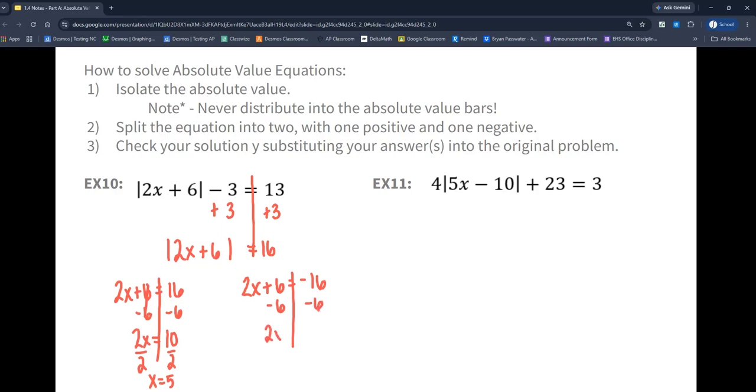Beautiful. So I got 2x almost 22. Yep. And then? Beautiful.